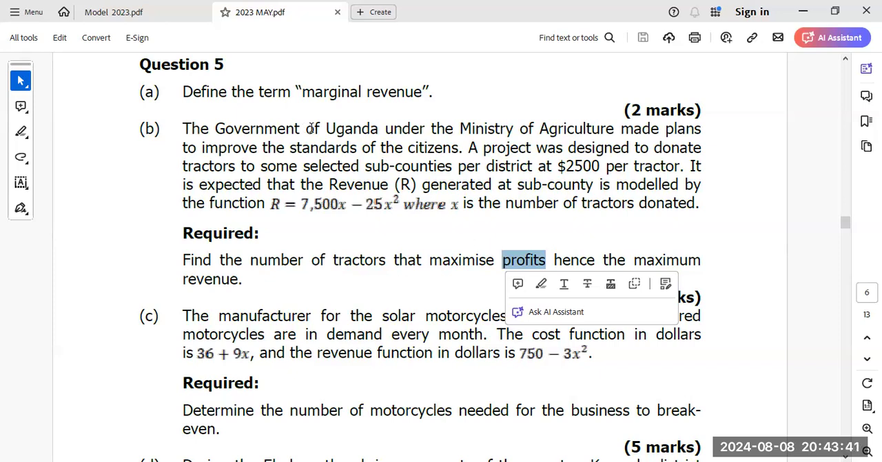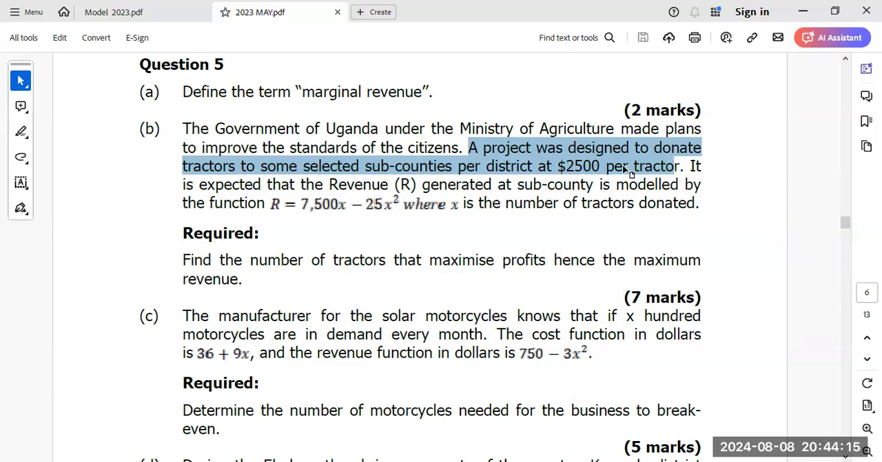So they are telling us that the government of Uganda under the Ministry of Agriculture made plans to improve the standards of the citizen. A project was designed to donate tractors to some selected sub-countries per district at $2,500 per tractor. So it means that this is like the cost the government is likely to incur on every tractor.